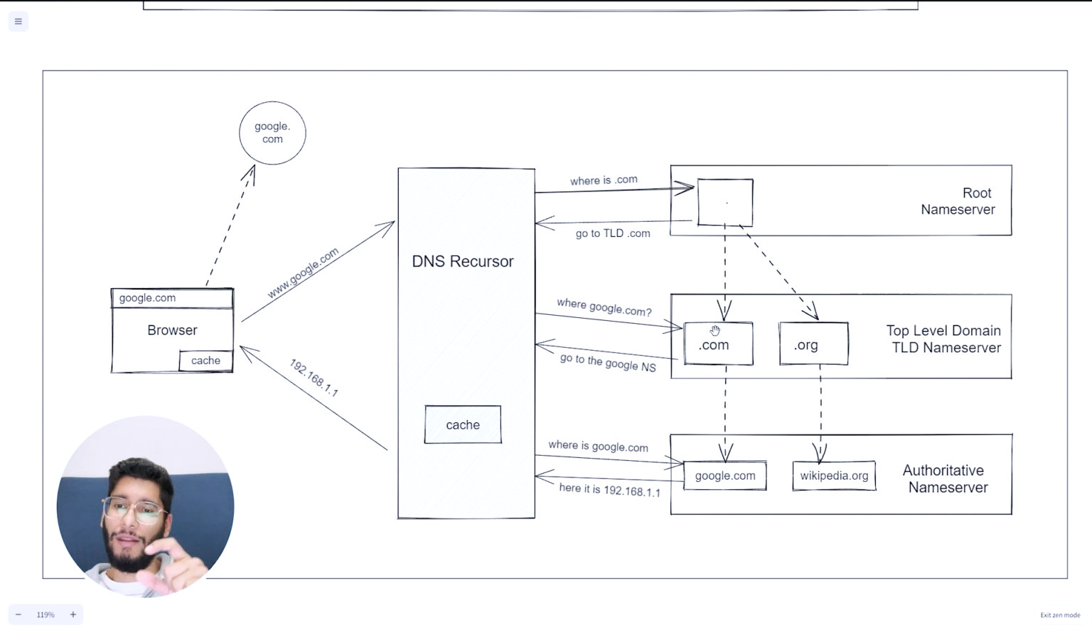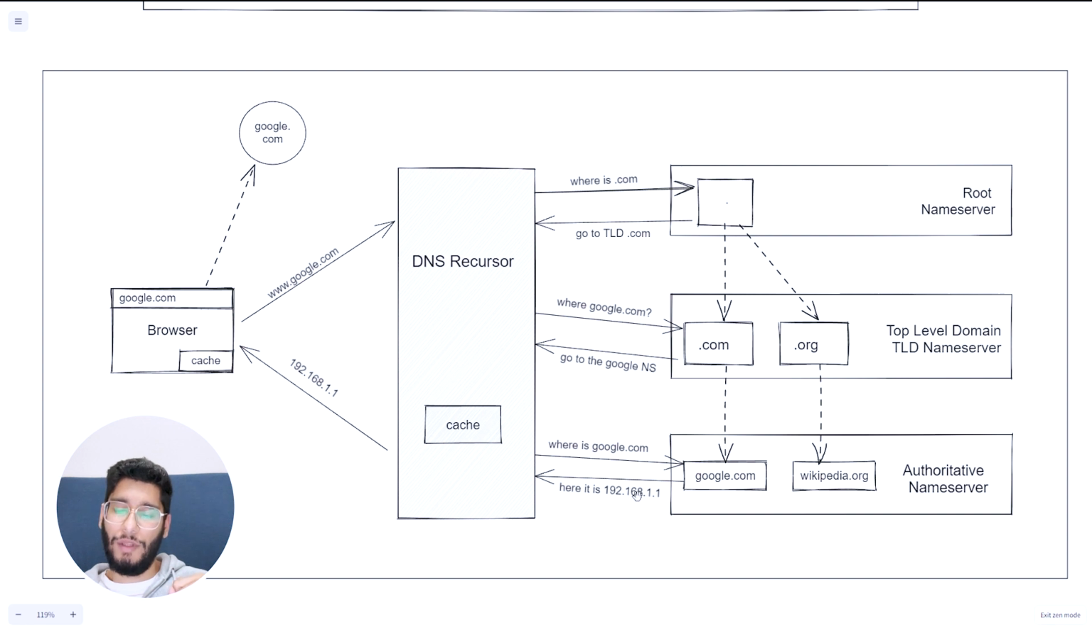On the TLD side, they have many different TLD servers, that is .com or .org, as I mentioned before. So the TLD side will return: hey, this is the Google authoritative name server, go there. Then the third step, the DNS recursor will go to the authoritative name server and ask where is google.com. This is the last destination for the DNS recursor, and the google.com name server will return the IP addresses.